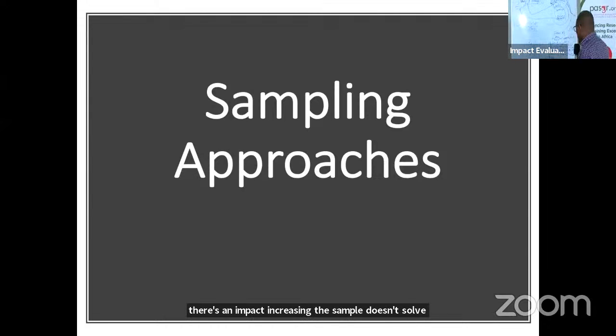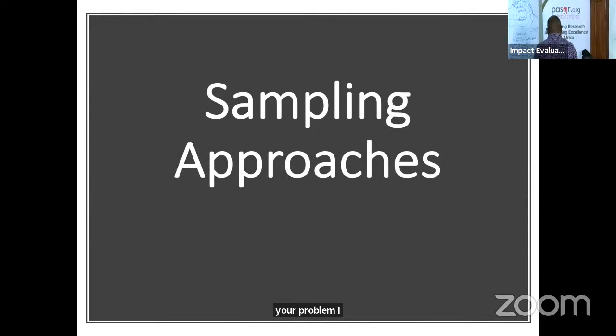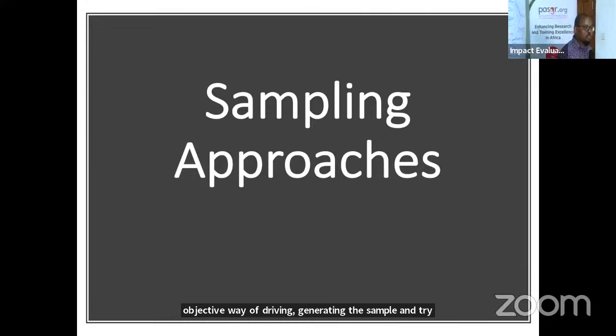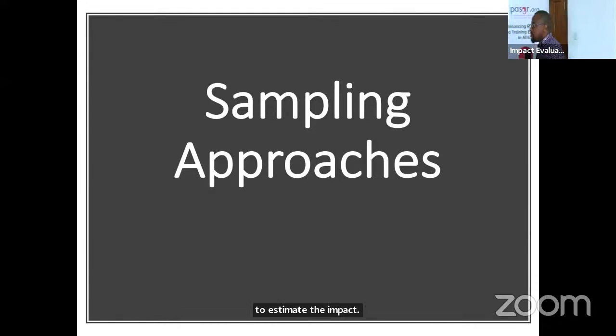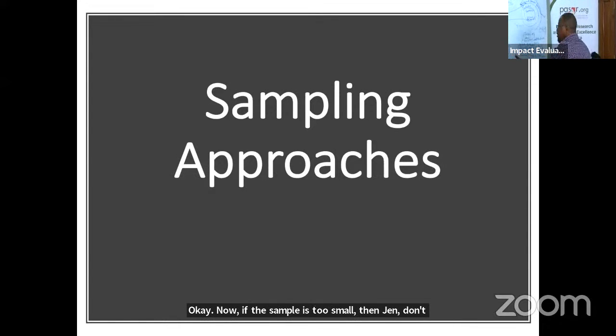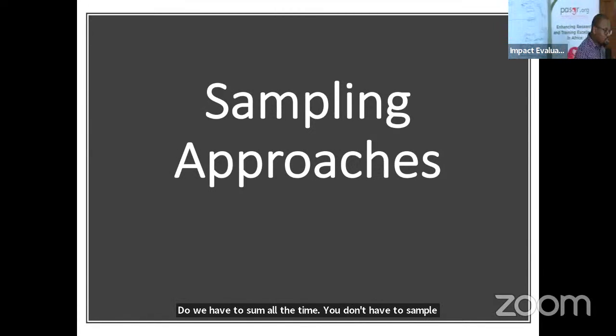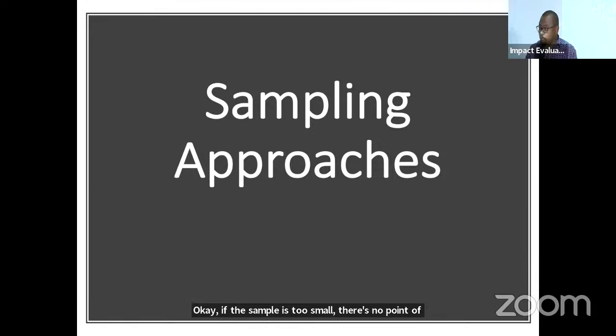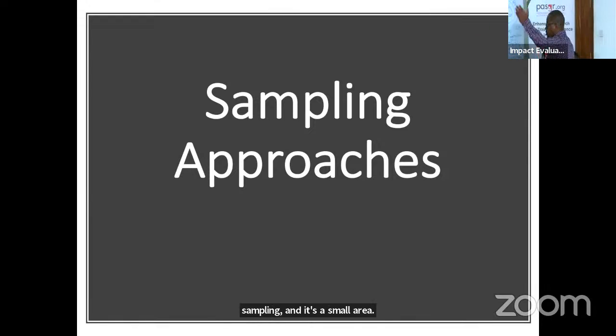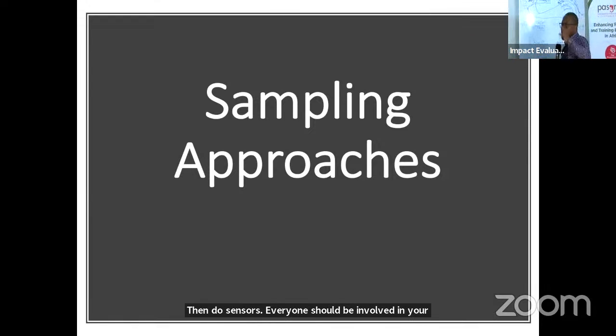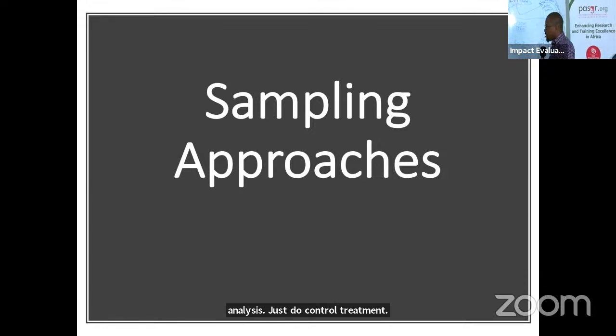I think I would still go by the conventional and objective way of generating the sample and try to estimate the impact, okay? Now, if the sample is too small, then don't sample, do census. Remember we said, do we have to sample all the time? You don't have to sample, okay? If the sample is too small, there's no point of sampling and it's a small area, then do census. Everyone should be involved in your analysis. Just do control and treated, but you should ask yourself, if you do that, what about external validity, okay? I hope I've answered the question.